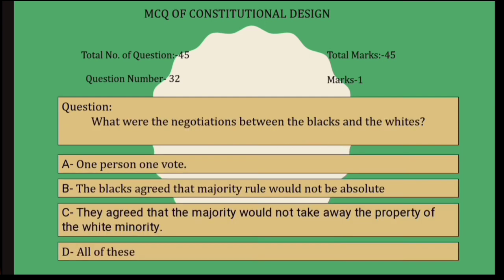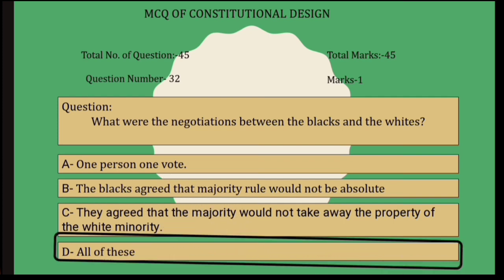Question 32. What were the negotiations between the blacks and the whites? Option A. One person, one vote. B. The blacks agreed that majority rule would not be absolute. C. They agreed that majority would not take away the property of the white minority. D. All of these. Correct option is D. All of these.